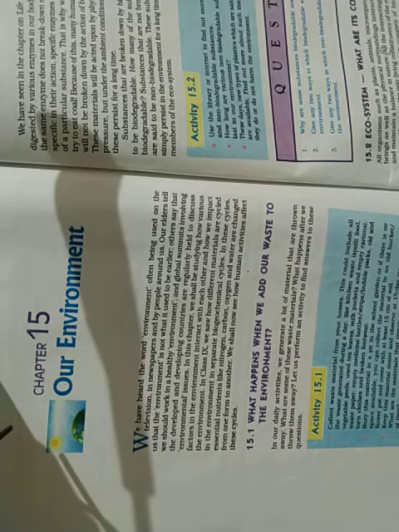Now what happens when we add waste to the environment? That is given in your NCERT book. One activity is there. We know that waste can be categorized into two categories: biodegradable waste and non-biodegradable waste. Waste which can be broken down into non-poisonous substances in nature in due course of time is called biodegradable waste, and this degradation is by the action of microorganisms like bacteria.